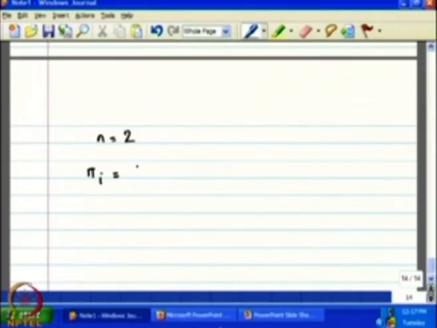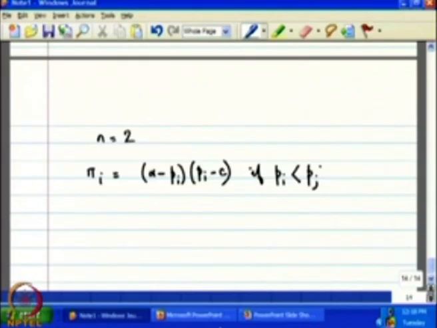I can succinctly write this as follows. If firm I is the one which is charging the lowest price, then we have just seen that the profit that it is going to earn is given by this, where Pi is the price charged by firm I, if Pi is strictly less than Pj. Remember, there are only 2 firms, 1 and 2. If I is equal to 1, j is equal to 2, and vice versa.